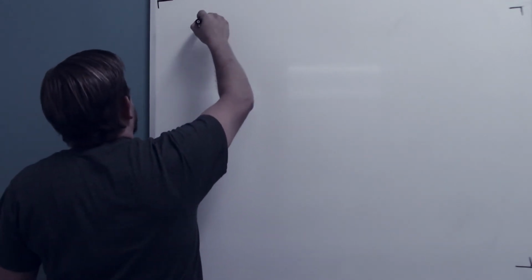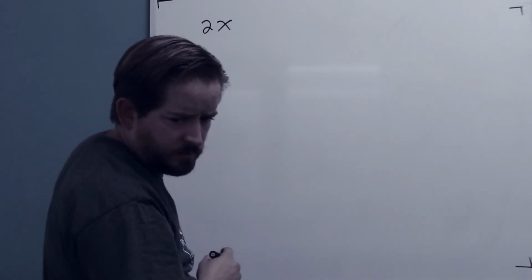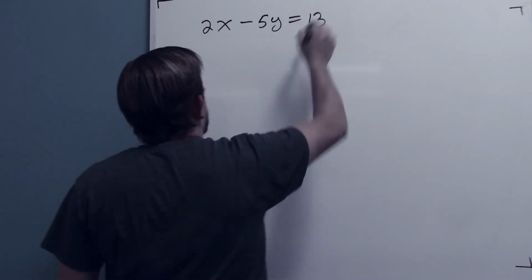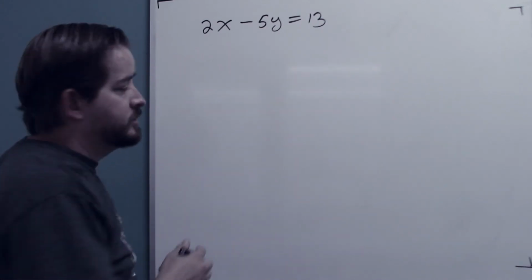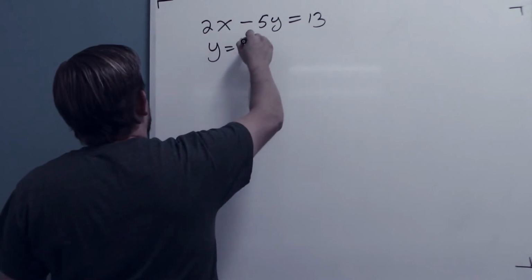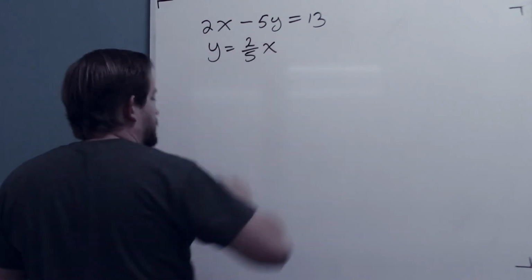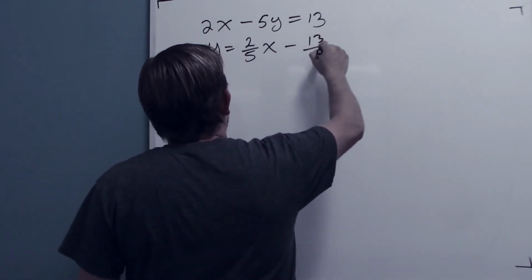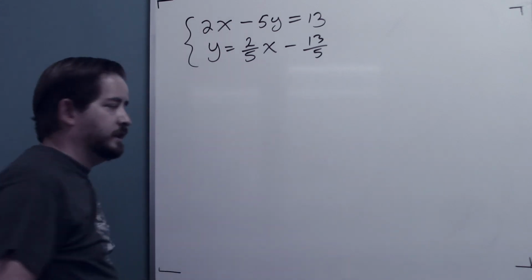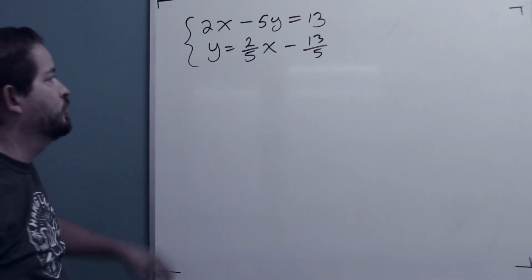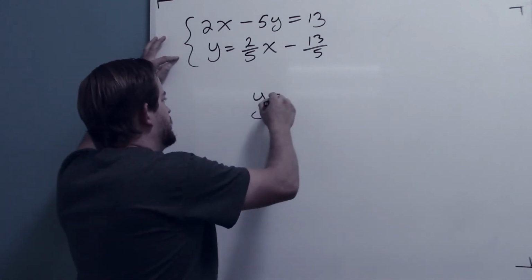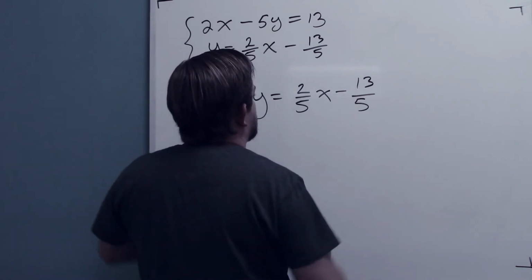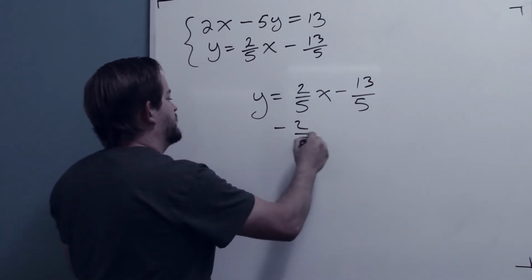Let's say I have 2x minus 5y equals 13, and y equals 2/5 x minus 13/5. So that bottom equation is a bit yuck. I'm going to turn that bottom equation into standard form. So we'll do that here. y equals 2/5 x minus 13/5. I'm going to subtract 2/5 x from both sides.